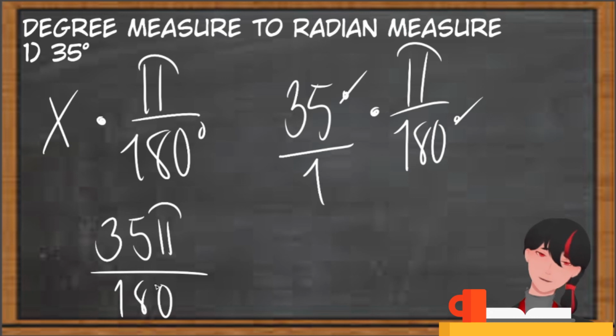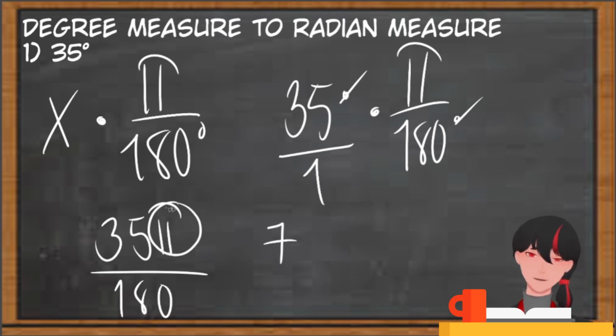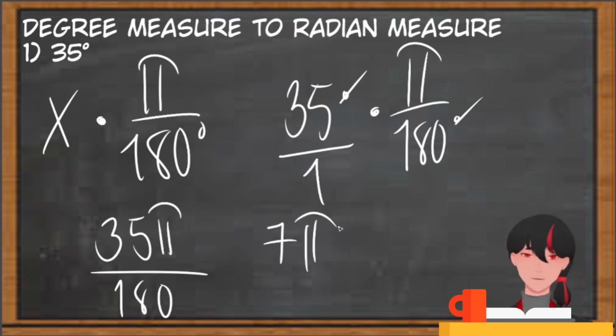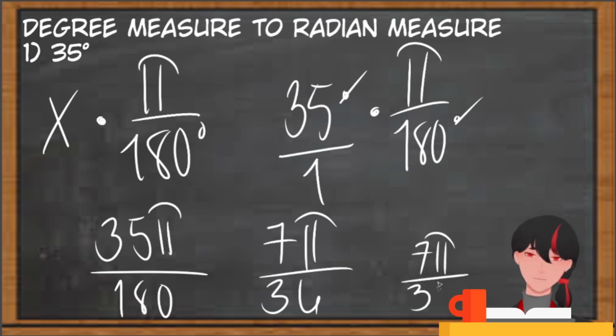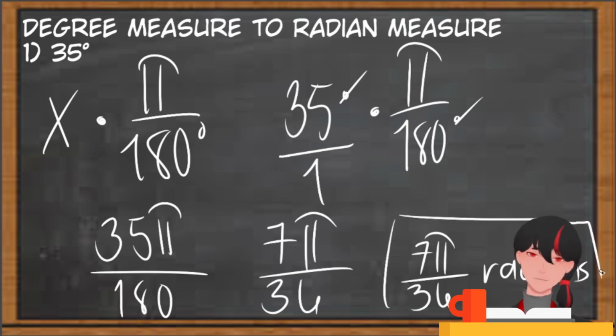Now at this point you should think, can I still simplify this? And the answer is yes, you can still simplify by a multiple of 5. So, 35 divided by 5 would be 7. But don't forget, you have pi, so it would be 7 pi. Now, what is 180 divided by 5? It would be 36, so over 36. And now, again, think to yourself, can I still simplify this? And if the answer is no, then that's your final answer. So the final answer is 7 pi over 36 radians. Of course, don't forget the unit, that's very important. And now we box the answer.